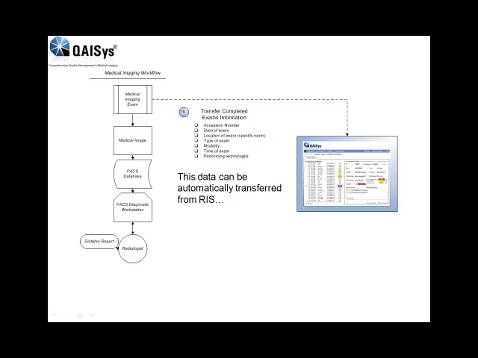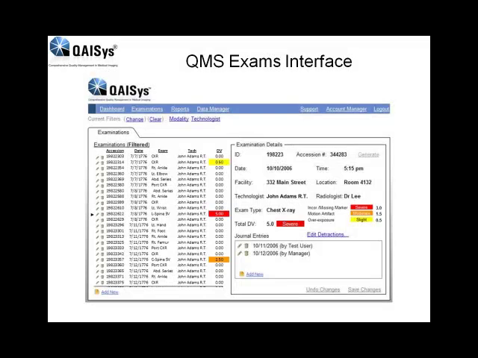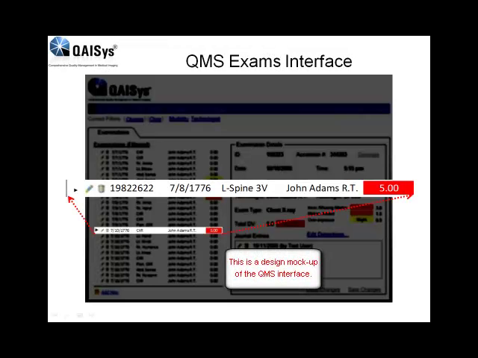This data can be collected automatically through data transfers from a radiology information system, or it can be entered manually from exam logs if there are relatively low exam volumes and RIS is not available. Note that these simple exam records do not contain patient identifiers.